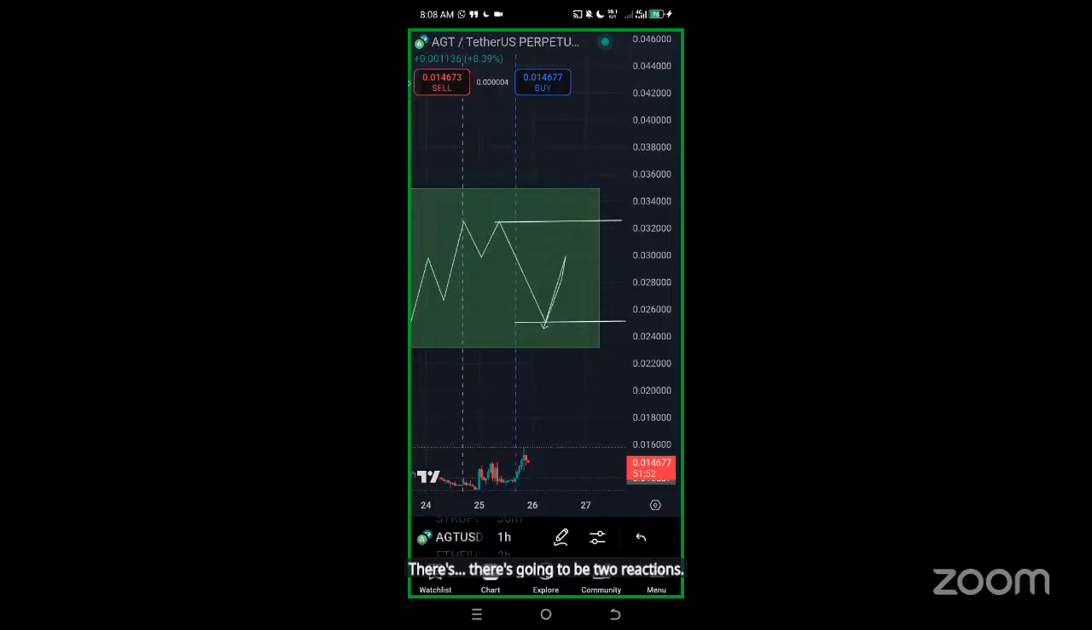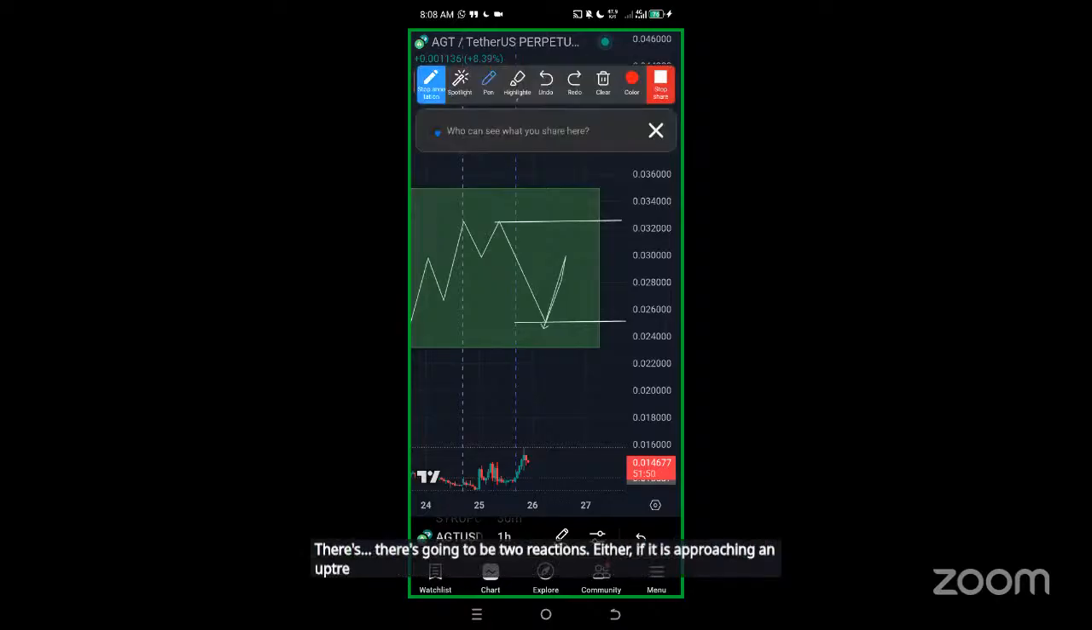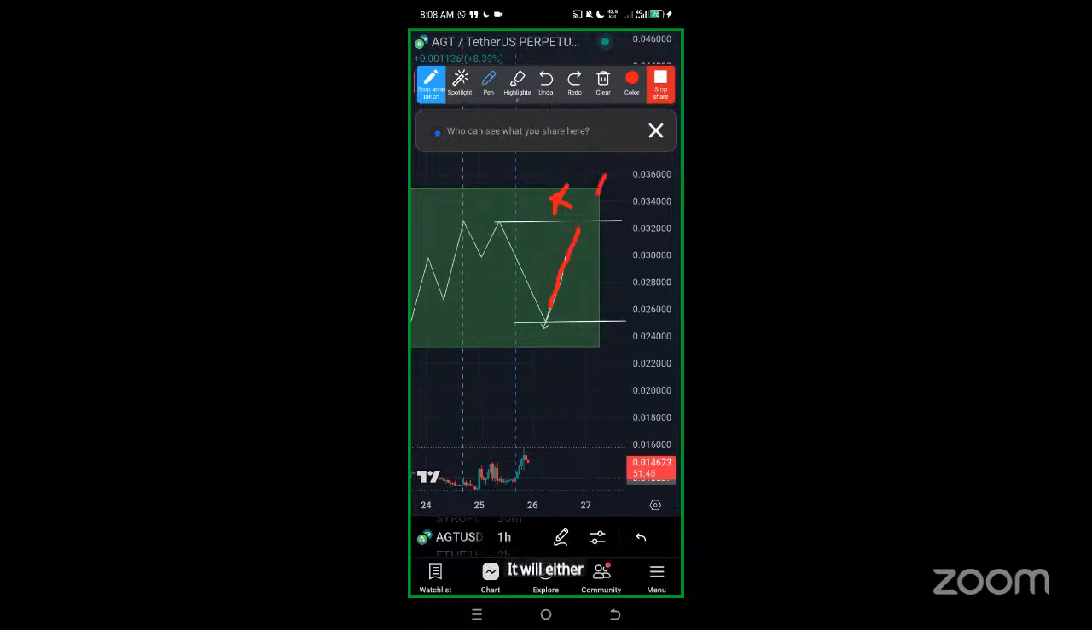If it is approaching a resistance, it will either come and encounter a rejection, in which case it's going to reverse downwards, okay? Or it may actually come and break above it. Those are the two scenarios.